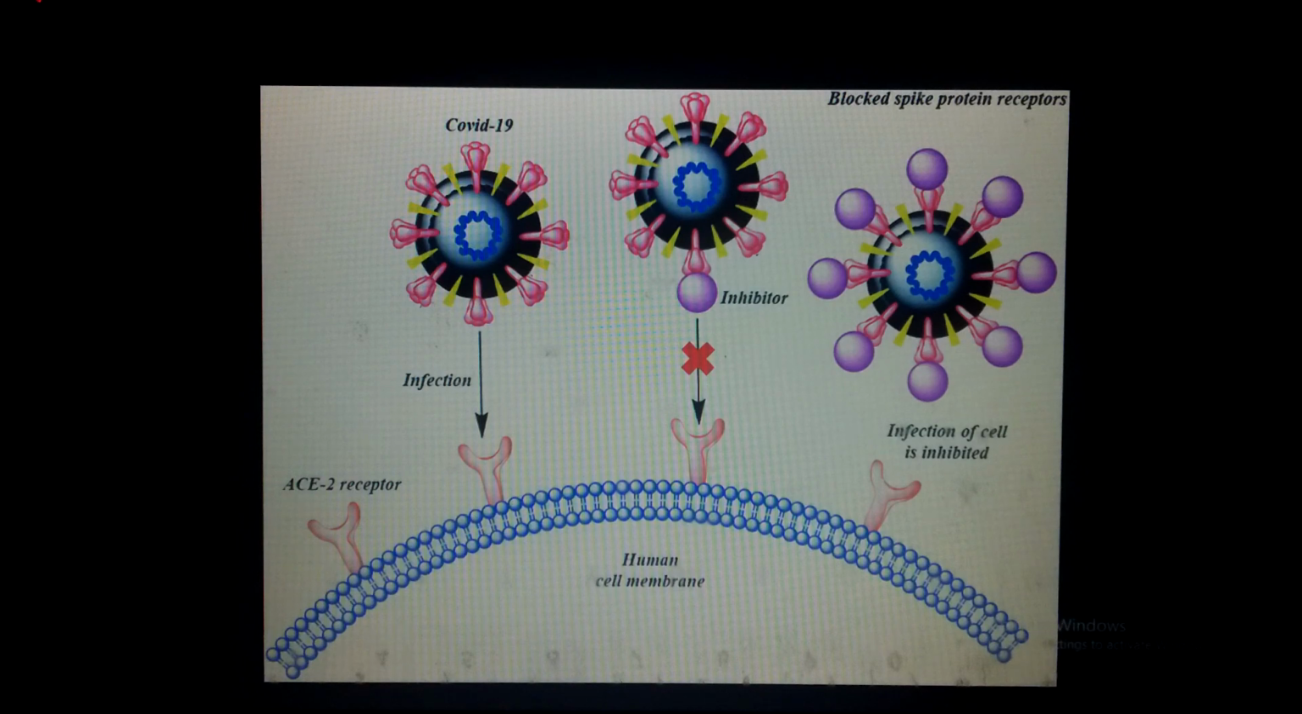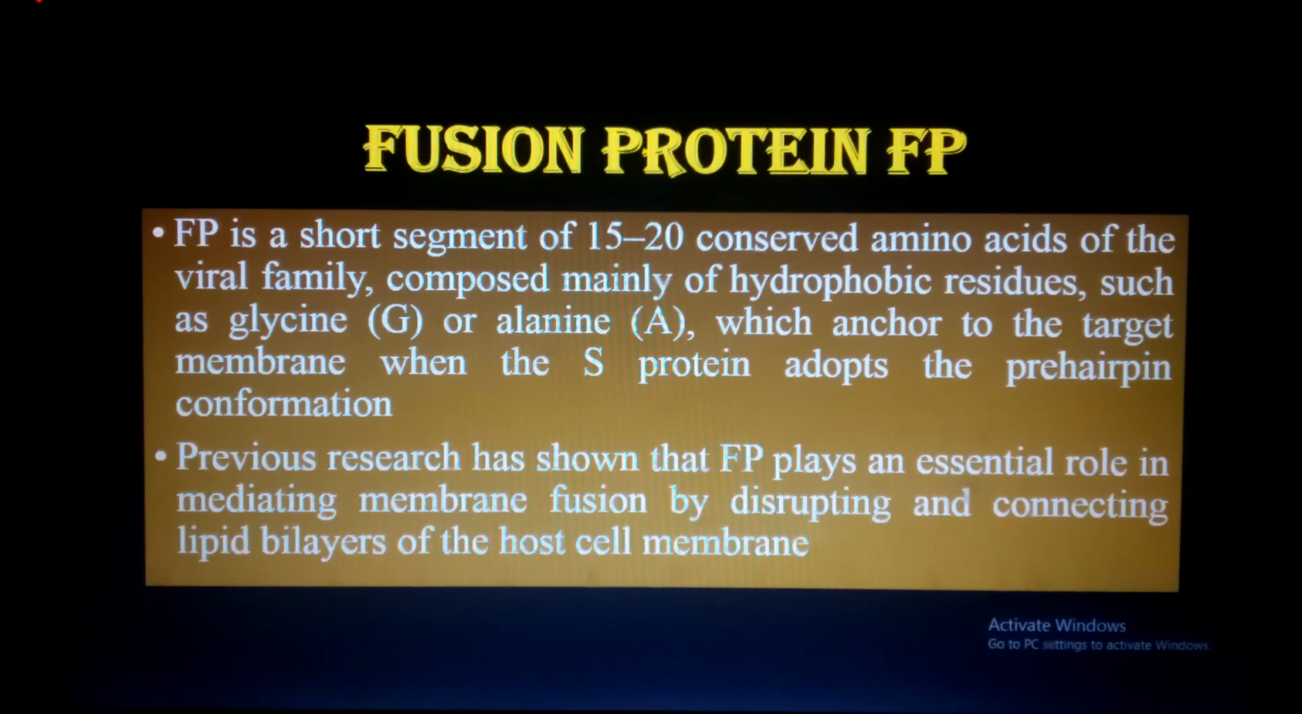Now, fusion proteins. First of all, I have discussed the ACE2. Now I'm discussing the fusion protein. What is basically a fusion protein? It is a short segment of 15 to 20 conserved amino acids of the viral family, composed mainly of hydrophobic residues such as glycine and alanine, and it helps in the attachment or fusion of the coronavirus with what? With the host cell membrane.